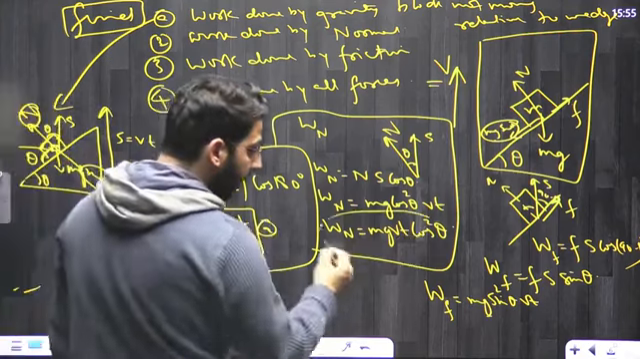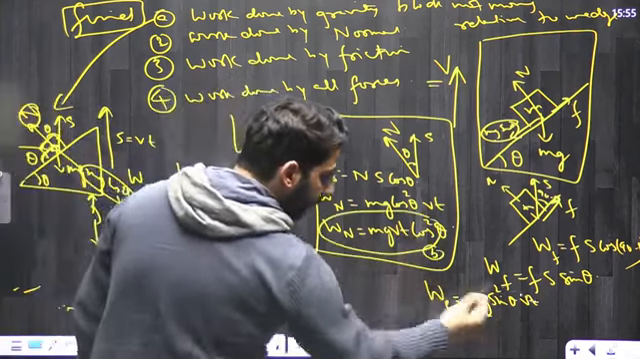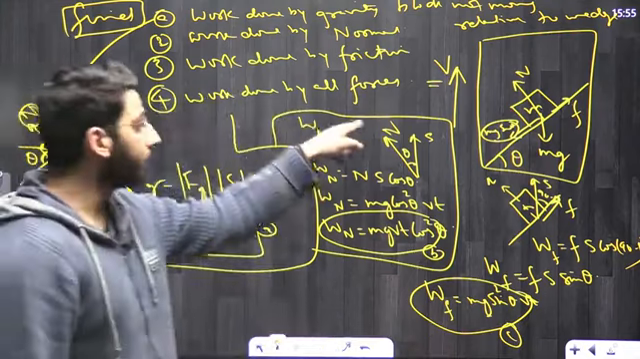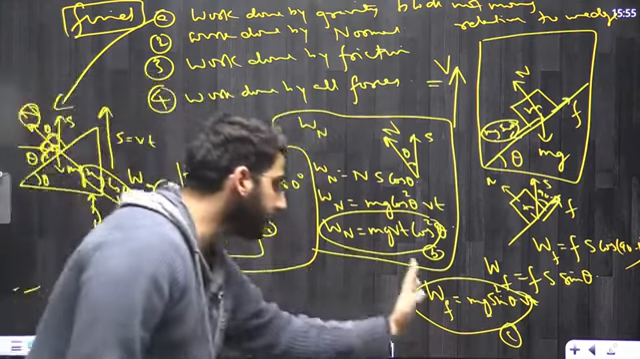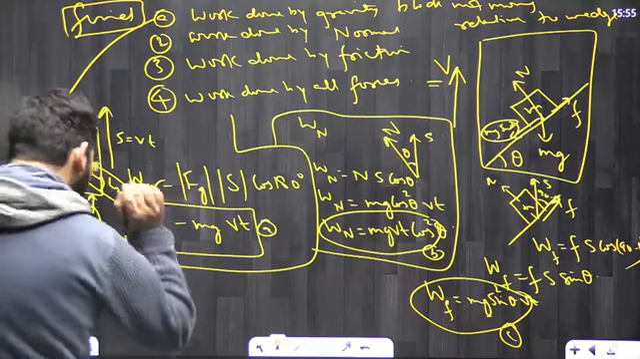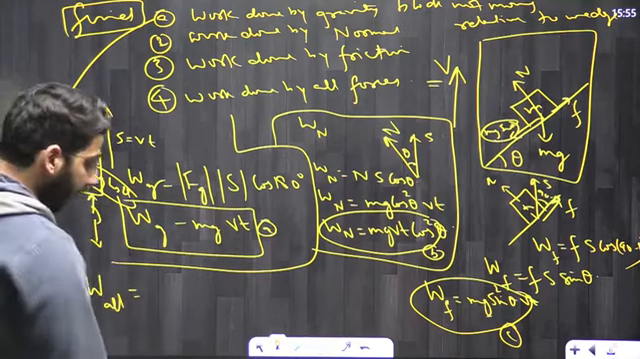This is the answer for part B. And this is the answer for part C. And what is the answer for part D? Work done by all forces. So that will be this plus this plus this. So the work done by all the forces will be equal to what?